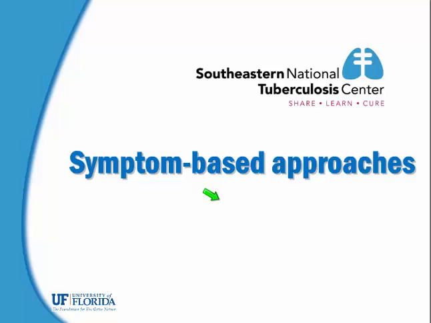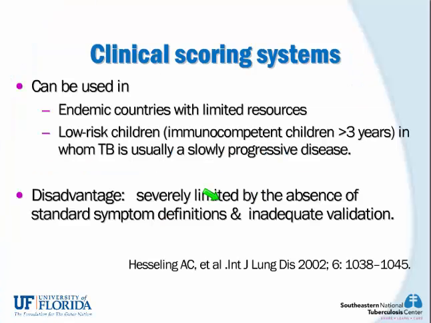First, the symptom-based approach. This can be used fairly in endemic countries where there are limited resources to diagnose TB, and also in low-risk children who are immunocompetent and in the older age group above 3 years of age, because these are the category where TB will present in a slowly progressive fashion.